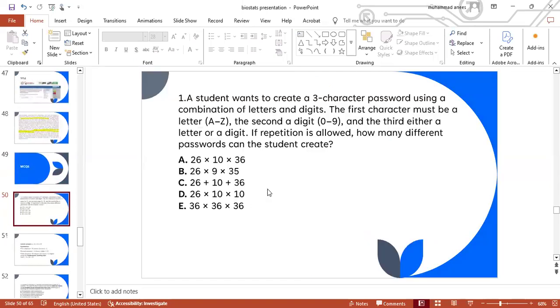Now moving on to the MCQs. Number one: a student wants to create a 3-character password using a combination of letters and digits. The first character must be a letter from A to Z, and second a digit, which will be from 0 to 9, and the third either a letter or a digit. If repetition is allowed, how many different passwords can the student create? A, 26 into 10 into 36. B, 26 into 9 into 35. C, 26 plus 10 plus 36. D, 26 into 10 into 10. E, 36 into 36 into 36.